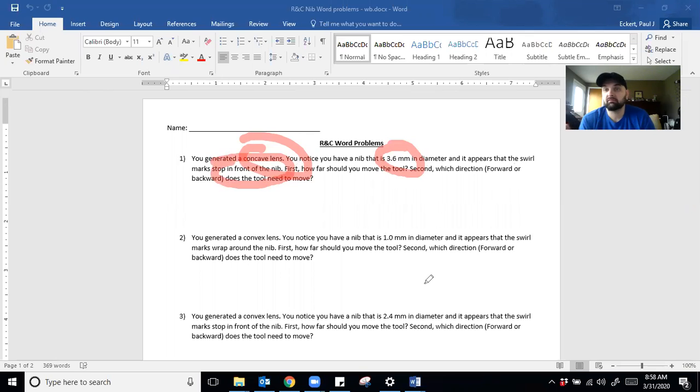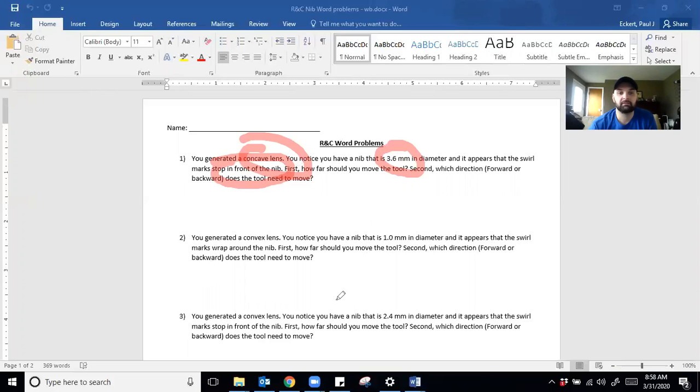Three pieces of information. If you told me and I couldn't see the nib physically, and you told me, Eckert, I got a concave lens, I have a nib that's 3.6 millimeters in diameter, and the swirl marks are in front of the nib, I'd be like, oh, easy, I gotcha. Here's what you do, right? You tell me which way you move. I'm not going to tell you the amount of the move. It's too easy. You should be able to come up with half of 3.6. But if a concave is in front of the nib, you're going to move the tool back, okay?